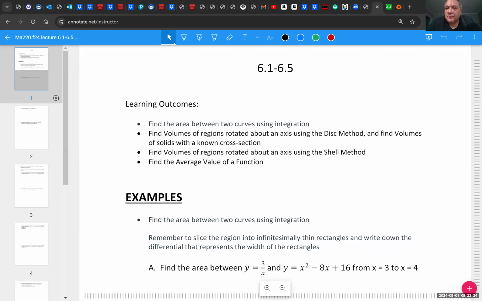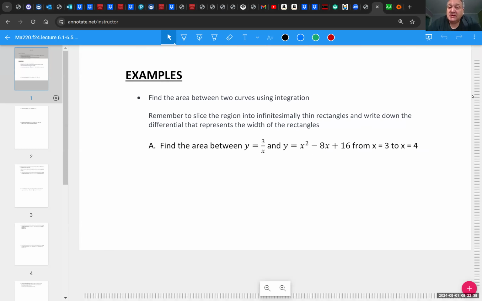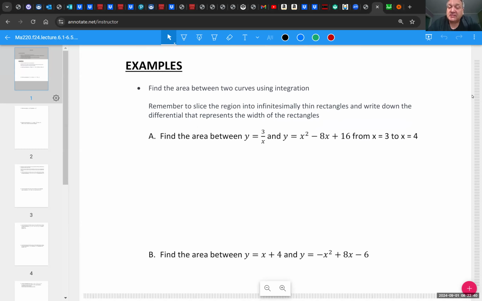This is the video for section 6.1 on how to find the area between two curves using integration. A couple quick disclaimers before I get going with the examples. First, remember, we're going to be slicing the region into infinitesimally thin or small rectangles and writing down the differential that represents the width of the rectangles.